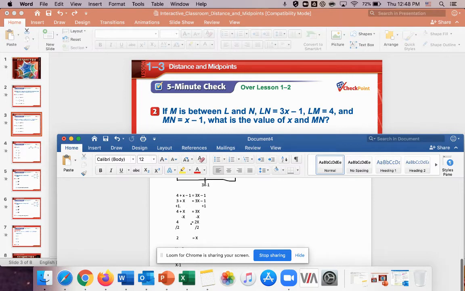Then we have to get rid of that 2. So 2x divided by 2 is just going to be x. The 2s cancel out. So x equals 4 divided by 2, which is 2. So x equals 2. Then we know MN equals x minus 1. What does x minus 1 equal? X equals 2. So you substitute in, instead of x minus 1, you do 2 minus 1. 2 minus 1 is 1. MN equals 1.